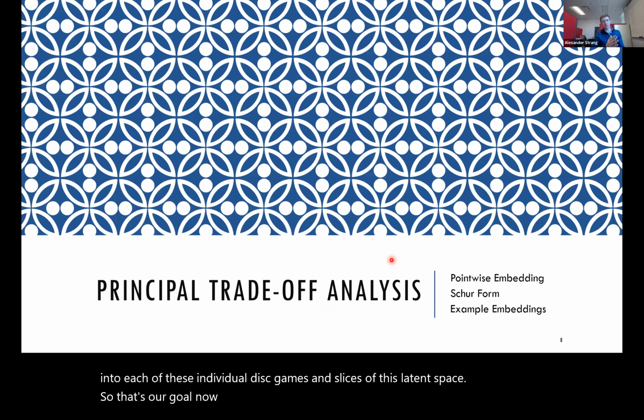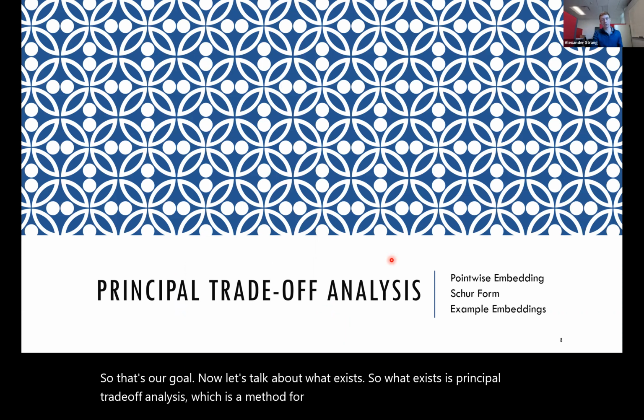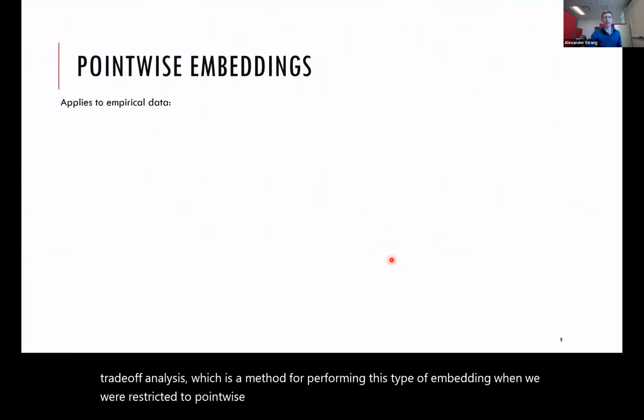Okay, so that's our goal. Now let's talk about what exists. What exists is principal trade-off analysis, which is a method for performing this type of embedding when we're restricted to point-wise samples of our function f. So let's talk a little bit about point-wise embeddings.